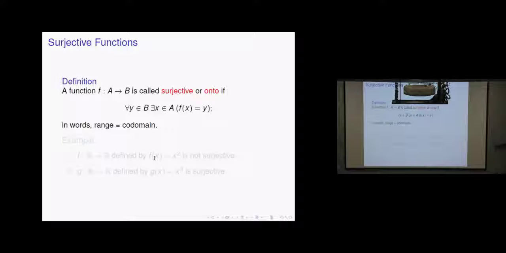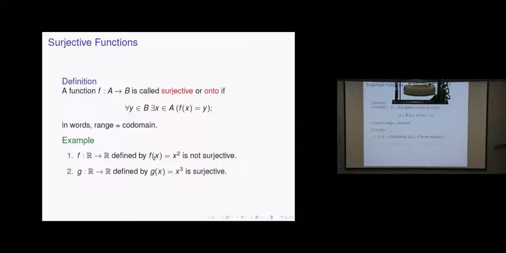Now, the other concept is called surjection. A function f from A to B is called surjective, or onto, if for every y in B, there is x in A such that f(x) equals y. In other words, you hit every point in the codomain. In other words, range is the same as codomain.